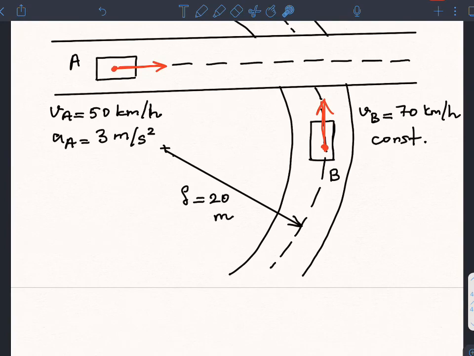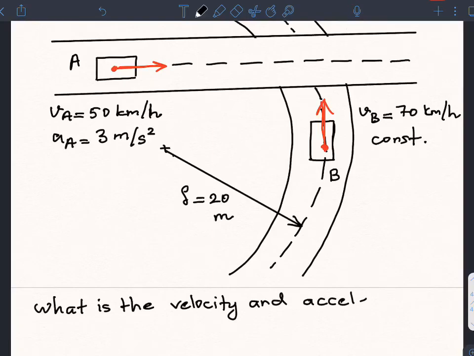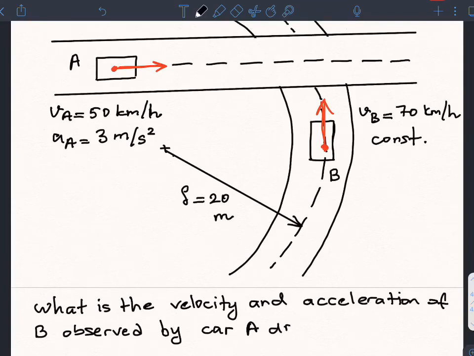Okay, so the question is this: what is the velocity and acceleration of B observed by car A driver?